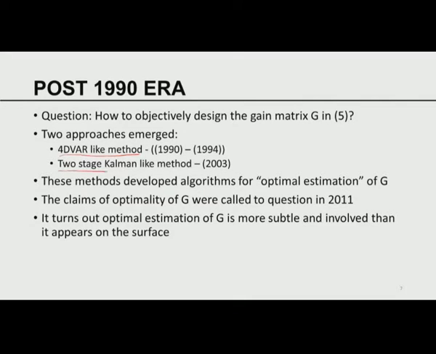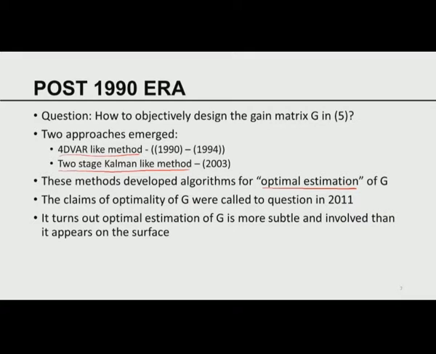Another is the two-stage Kalman filter like methods. The 4D-Var methods sprung up in the early 1990s, 1990 to 1994. The two-stage Kalman like method arose around, was announced around 2003. These methods developed algorithms for optimal estimation for G. So what did they do? Well, G is the unknown, and they wanted to be able to optimally estimate the appropriate value of G.